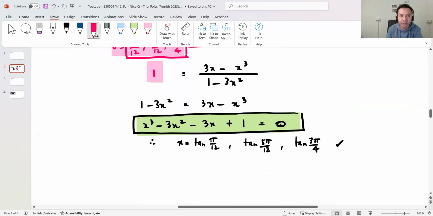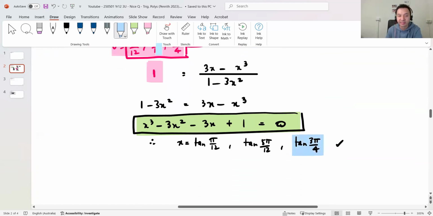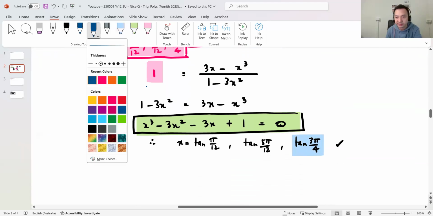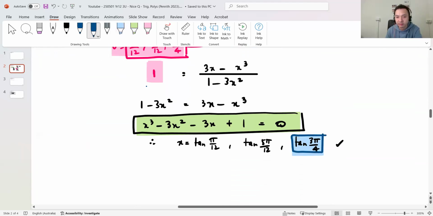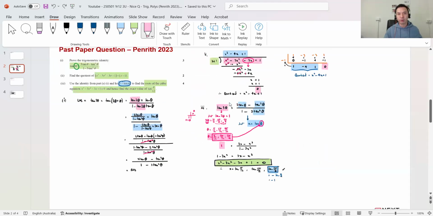If you were amazing, you would have noticed that this one here is an exact value, because it's negative tan pi on 4, since tan pi on 4 in the second quadrant is -1. Now, the question wants me to find the exact value of these ones. Let's zoom out and take a step back. Why did they make me do that division of polynomials in part 2? Look at this.